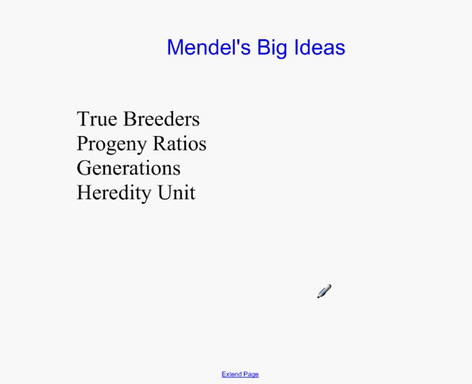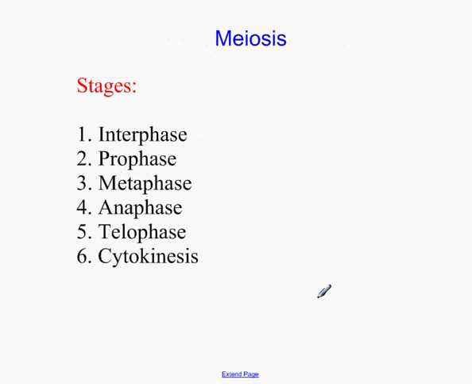Okay? So he did true breeders. He saw that no matter what characteristic he did, he always got the same thing. It was always that 3 to 1 ratio. And he thought, well, this can't just be coincidence. It must be because the same thing is controlling the heredity of these traits. Okay, before we go ahead and move on to chromosomal inheritance, let's just quickly review what meiosis is.